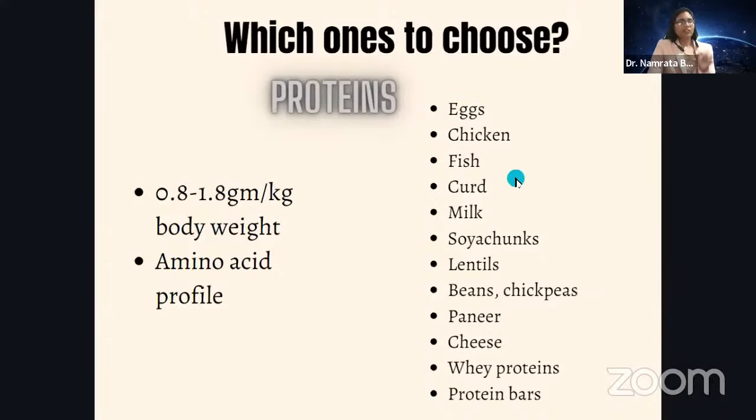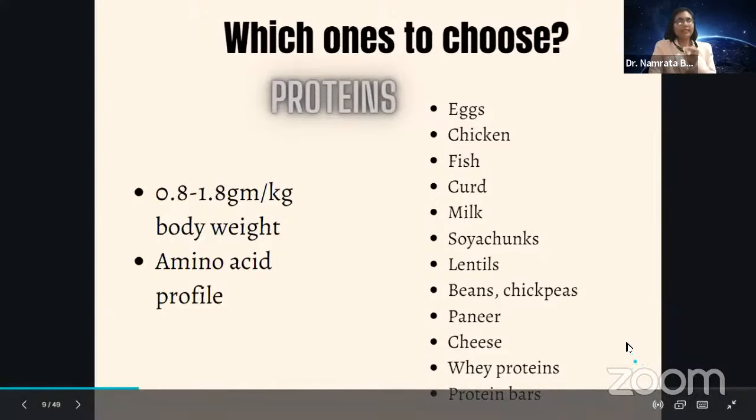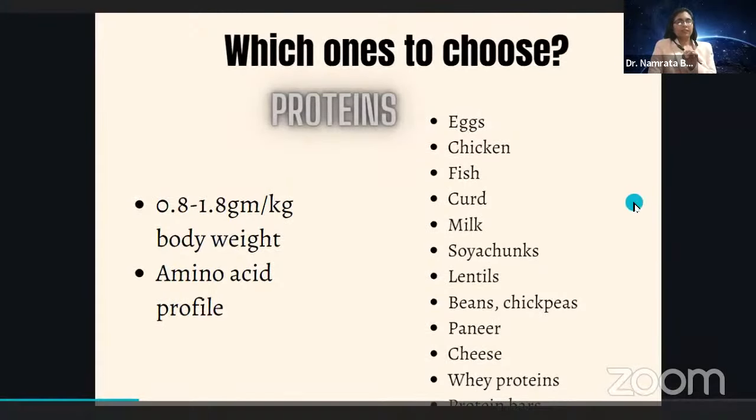So eggs, chicken, fish, curd, milk, soya chunks are good sources of protein for vegetarians. Lentils, dal, I eat a lot of dal. But we have to remember that dal also has carbs. It is also a carb source. The moment you increase your dal quantity, your carb intake increases. So you have to decrease some carb source somewhere else. So it has to be planned very properly. It needs time, commitment. Cheese, whey proteins.